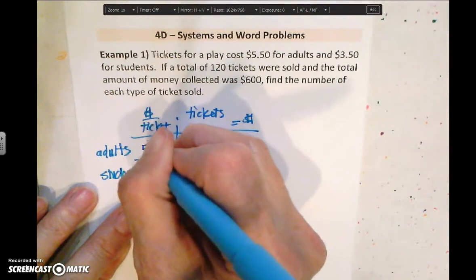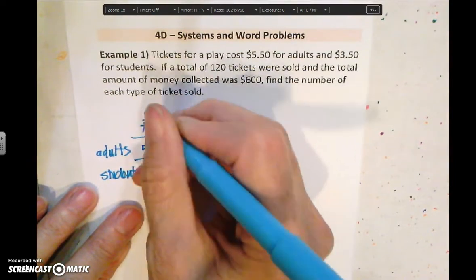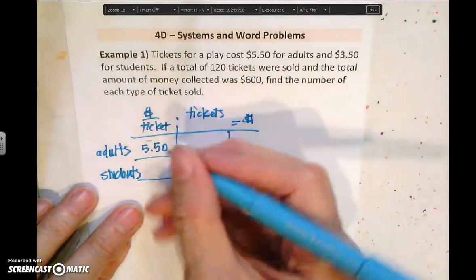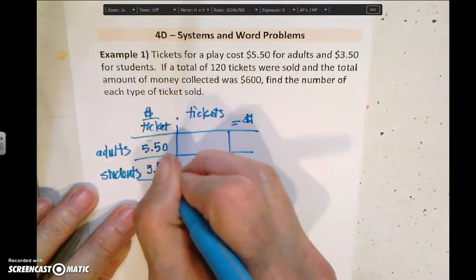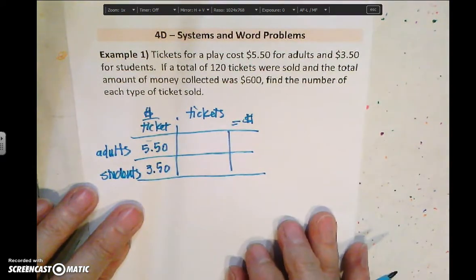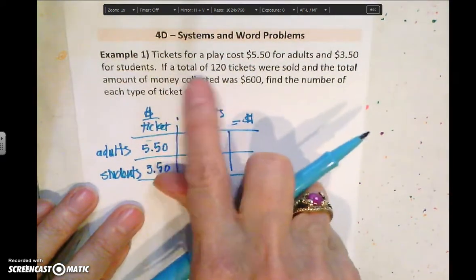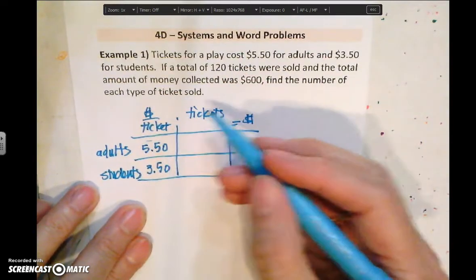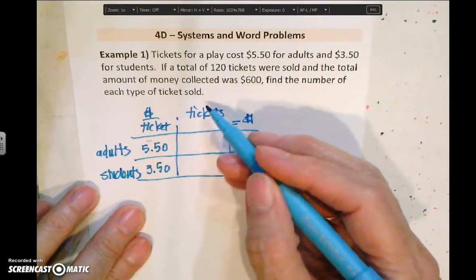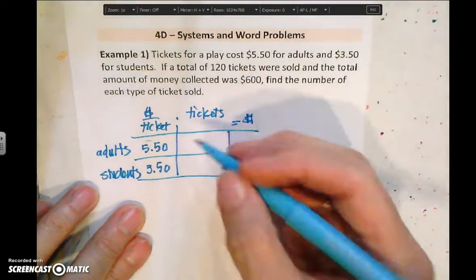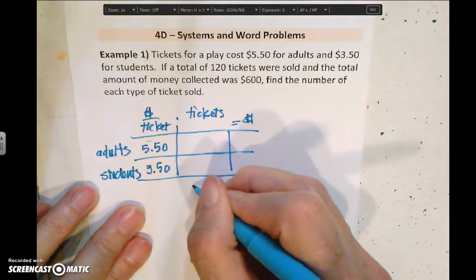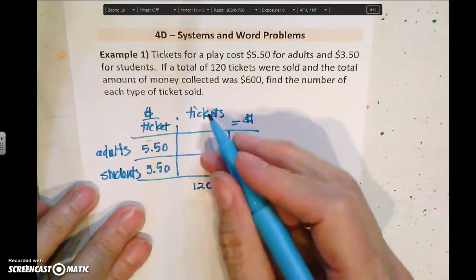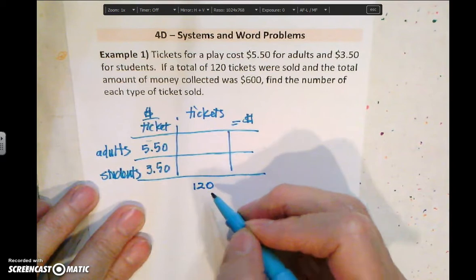$5.50 for each adult ticket, and then $3.50 for each student ticket. It says that a total of 120 tickets were sold. So underneath the tickets, underneath the N, we're going to put the total of 120. It didn't say the adult tickets or the student tickets, it said the total. So I'm going to put this here.